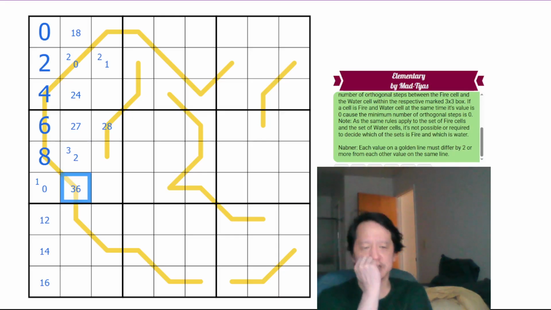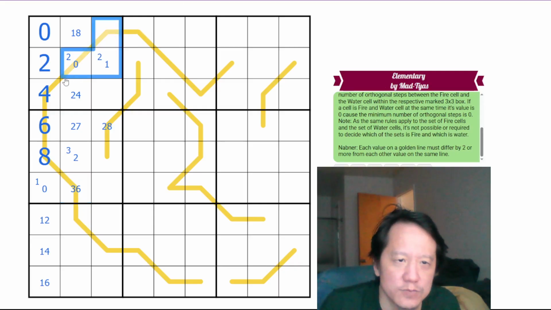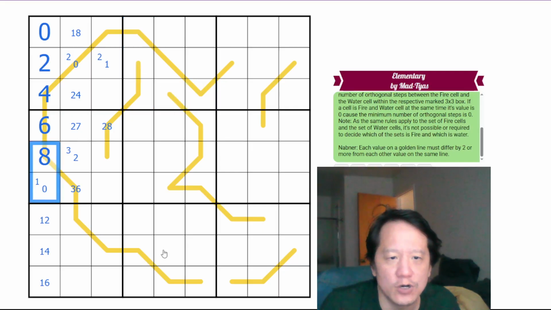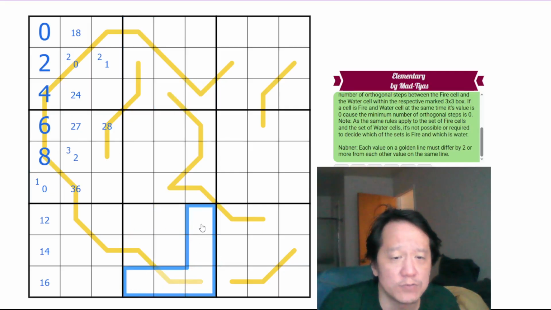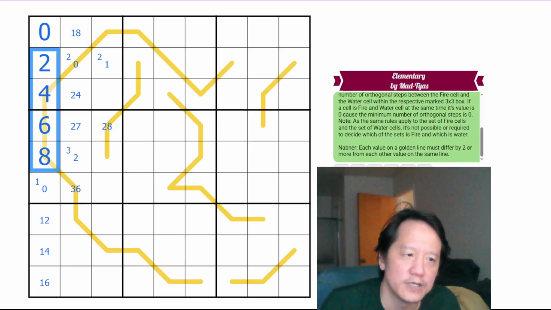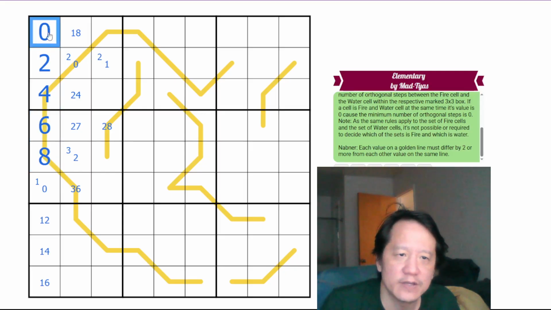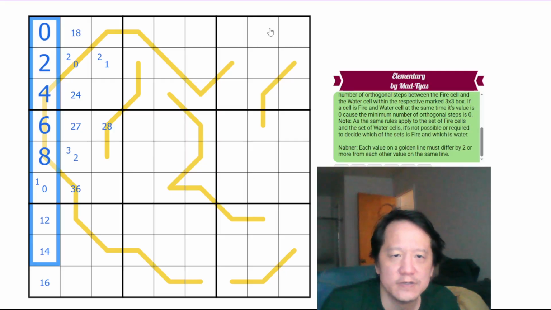So we need a 0. We need 2, 4, 6, and 8. So we have all the non-fire and water cells known. It's going to be in boxes 1, 2, 4, and 8, which means the rest are all fire and water cells, right? Because we have all of them accounted for. We have 2, 4, 6, 8 as the only non-fire and water cells. I guess let's move it over. Well, that's not helpful.